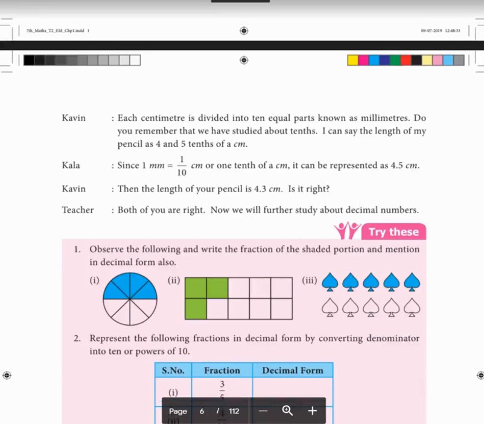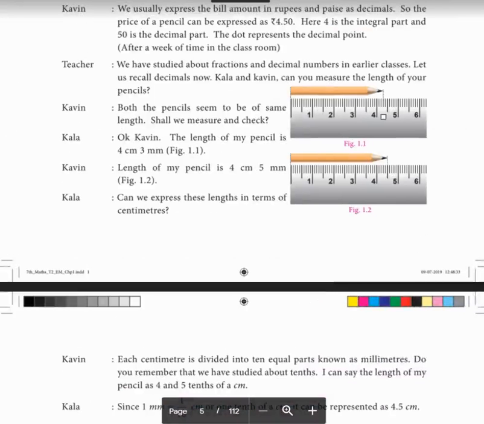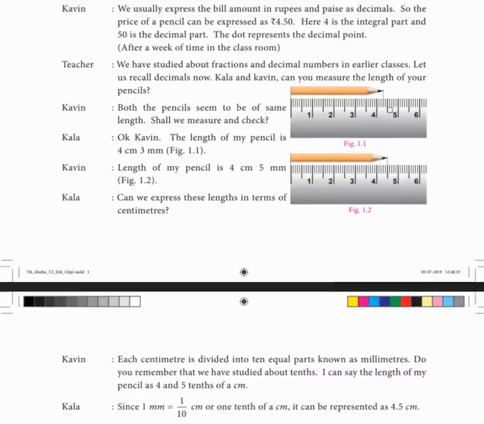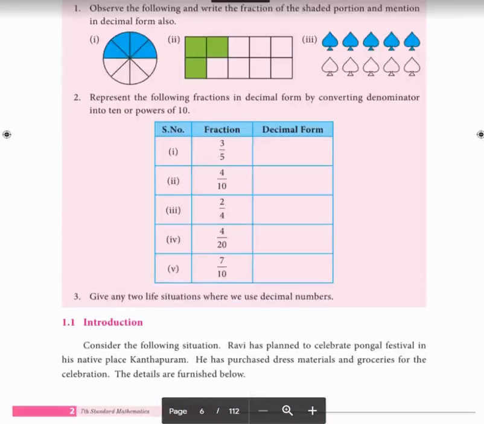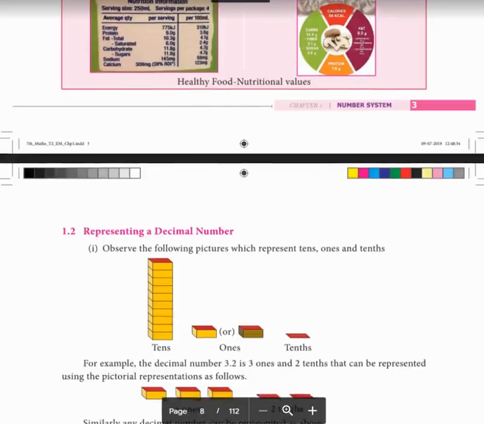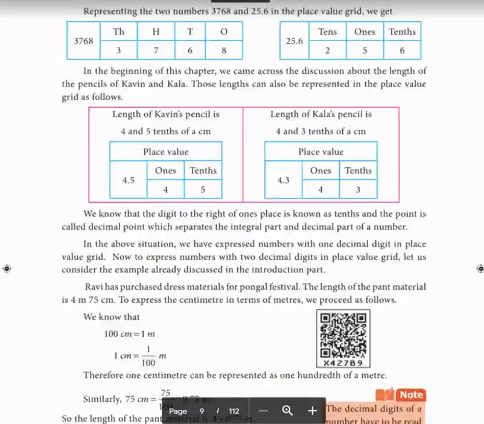That is 4 whole part and 5 in decimal, 0.5. One part has been divided into 10, isn't it? 1 centimeter equals 10 millimeter, this is right. Now, in the same way, 4 is called the whole number part. The point is called the decimal point. And 5 we can call the decimal part. Right. Now, let us learn how to represent the decimal numbers, right?